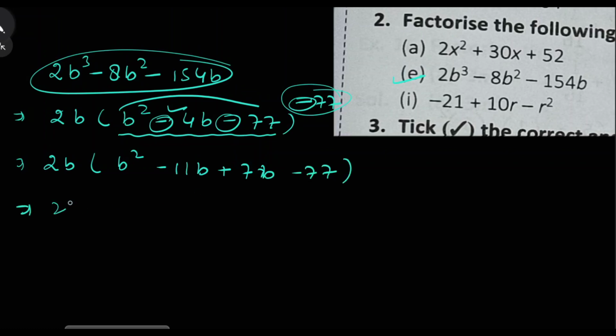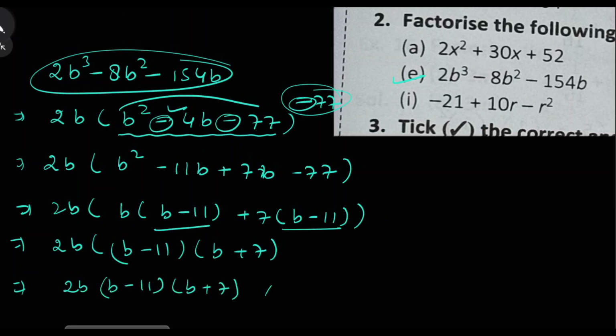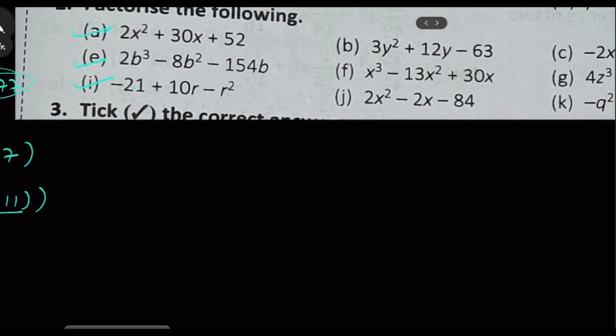So now again 2b, and taking b as a common here, you are left with b minus 11, and taking plus 7 as a common here, b minus 11. As you can see here, 2b, taking b minus 11 common, you will have b minus 11, and you are left with b plus 7. So you have the factors 2b, b minus 11, and b plus 7, and this is your answer. These two questions are for your homework. Let's proceed to the next questions, question number B, F and J.